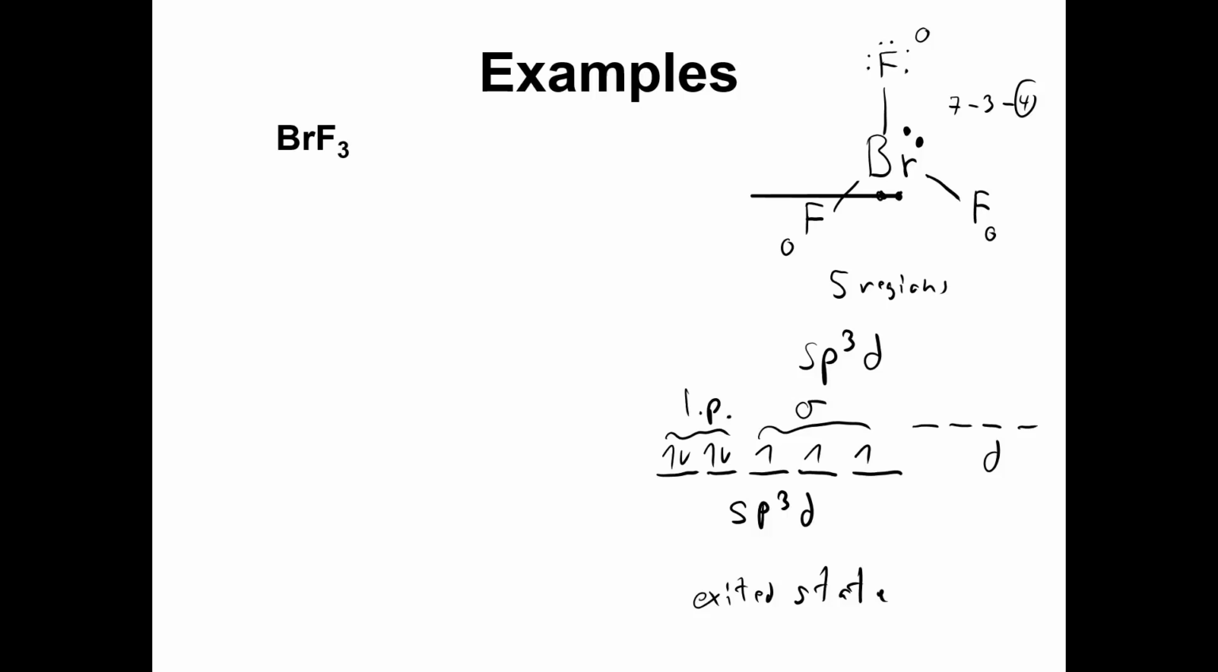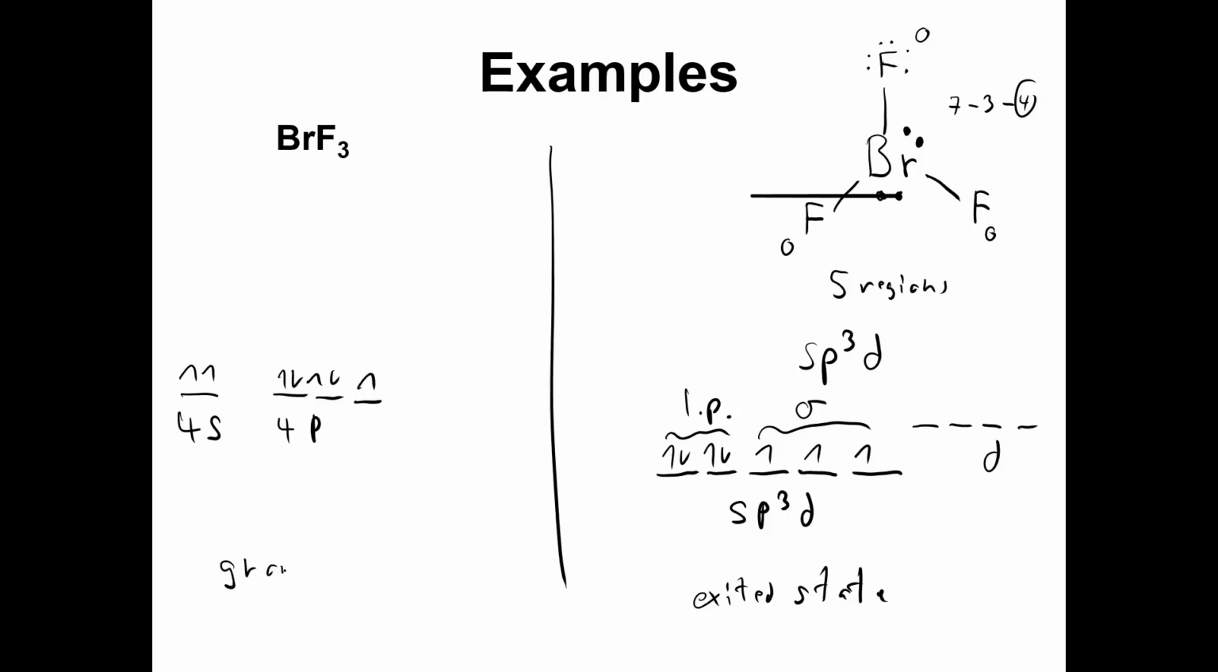Bromine has 4s2, and 4p5. 1, 2, 3, 4, 5. And those are the 7 electrons that are right here. 1, 2, 3, 4, 5, 6, 7 electrons. So this would be the example of Br, ground state.